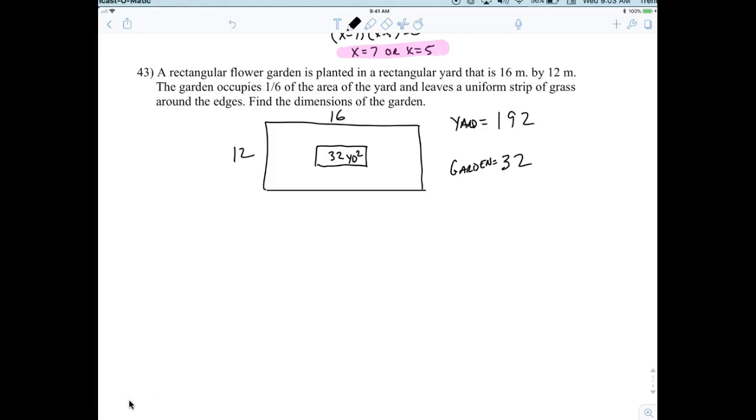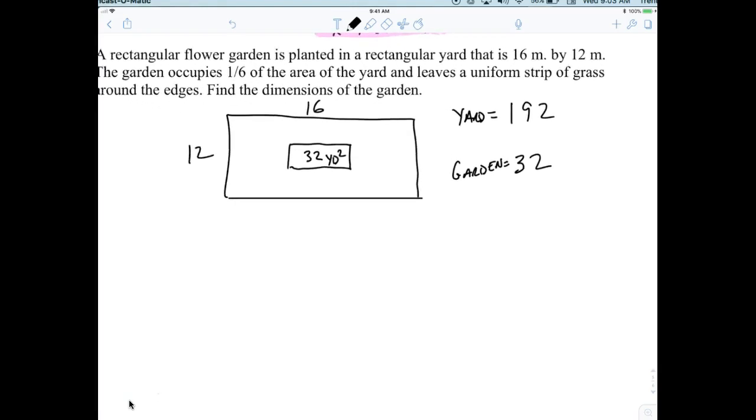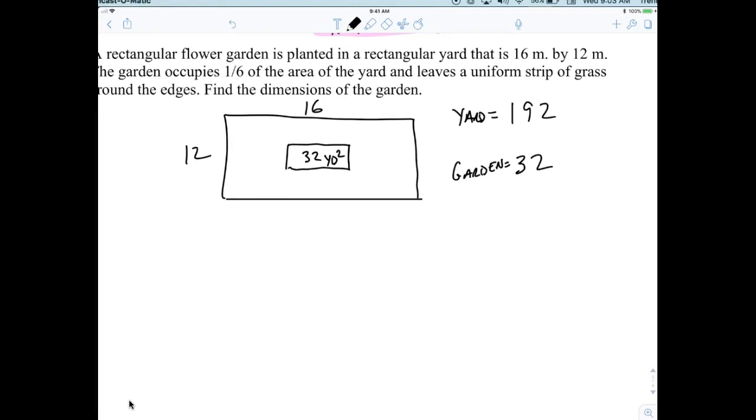Now, here is the key. It leaves a uniform strip of grass around the edge. So basically what they're saying is this. Look right here, guys. This right here is the grass that's going around my garden. And what does uniform mean? Uniform means it's the same.